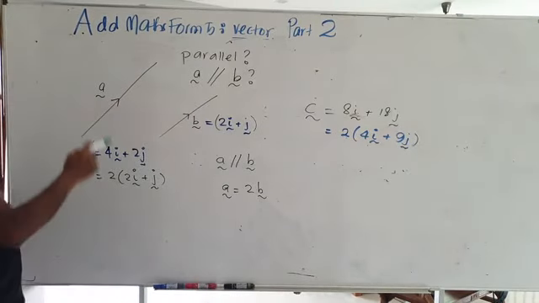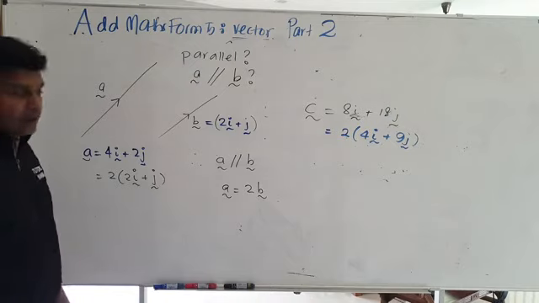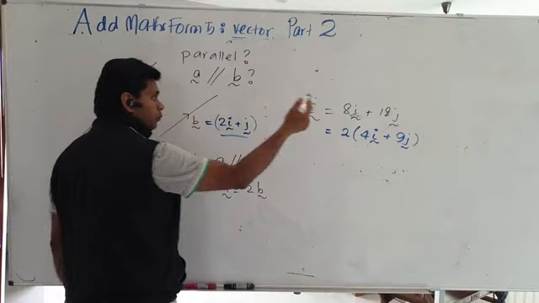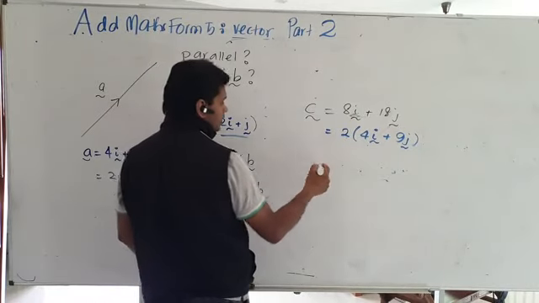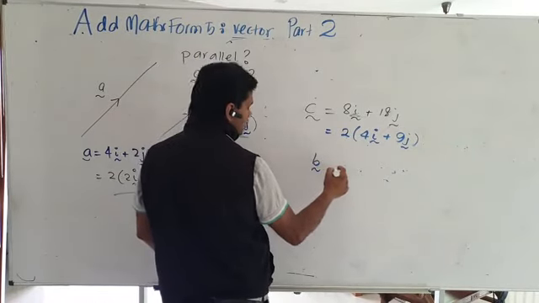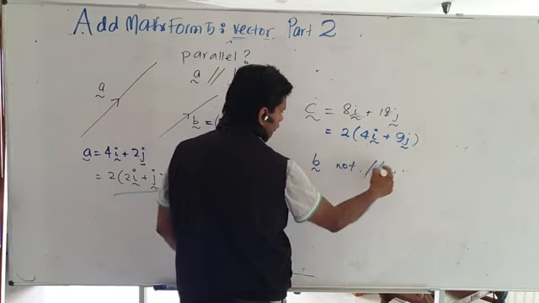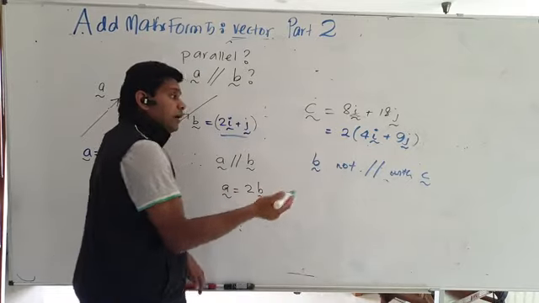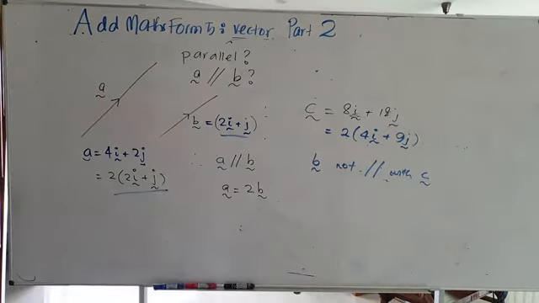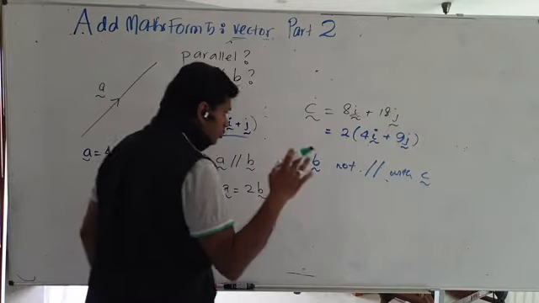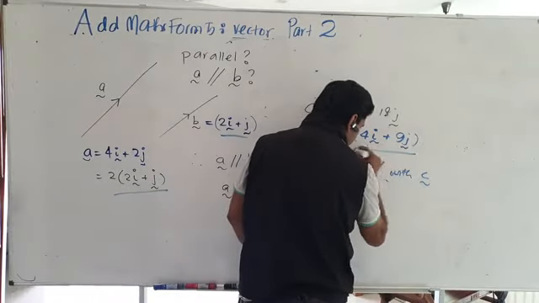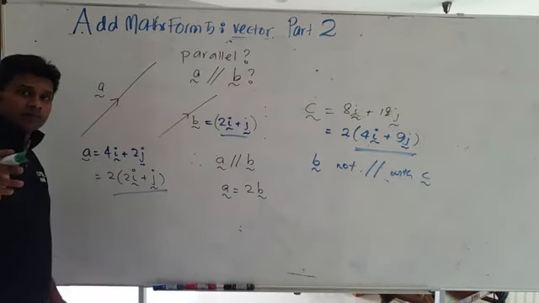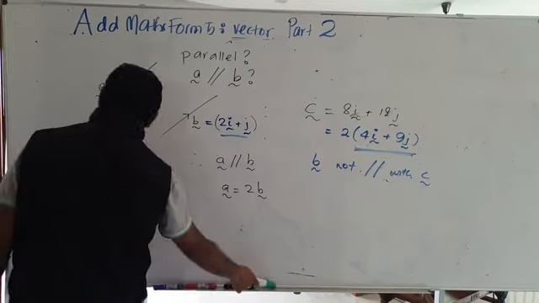Now the question is, are A and C parallel? No. A and C are not parallel. B is also not parallel with C. So we can say A and B are not parallel with vector C. Are you clear? So what's the conclusion here? The conclusion is the basic vector must be the same in order to be parallel.